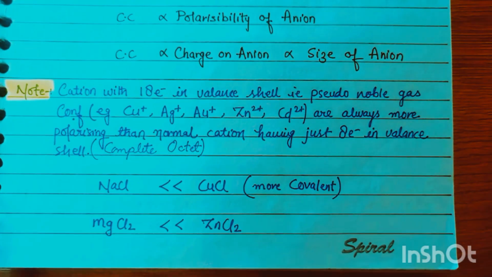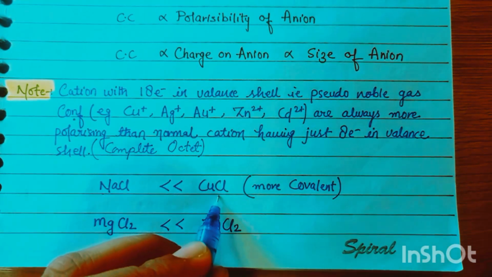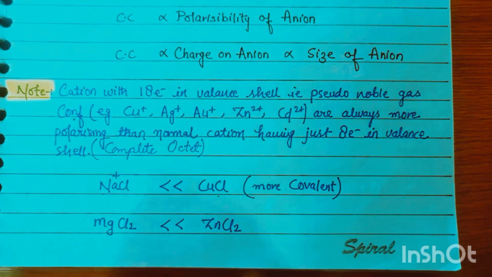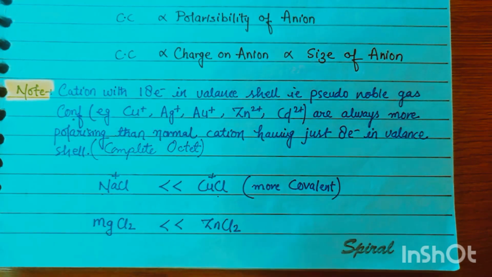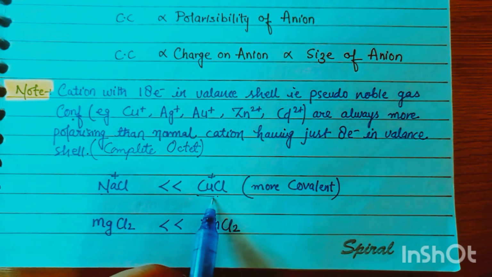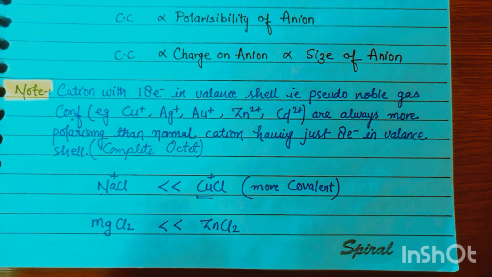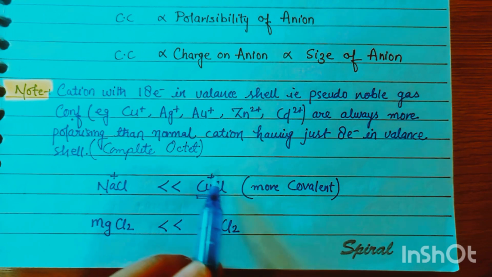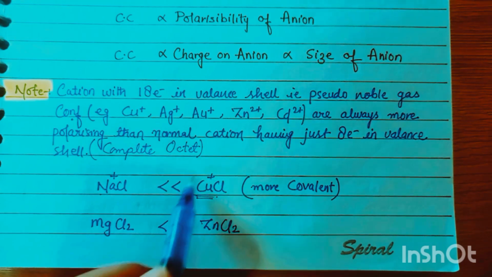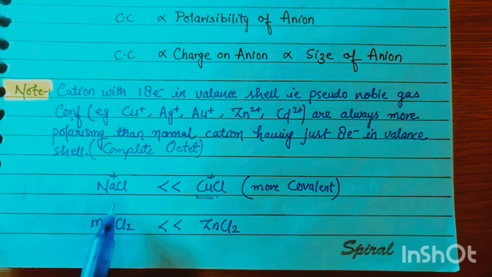You can see, my dear students, on the screen that NaCl and CuCl both look the same. Na has a +1 charge, while Cu also has a +1 charge here. Almost both have the same charge and nearly the same size as well. But due to the poor shielding effect of the d orbital involved in Cu, its effective nuclear charge increases, so it is polarized more than Na+. So the covalent character of CuCl will definitely be more than NaCl.